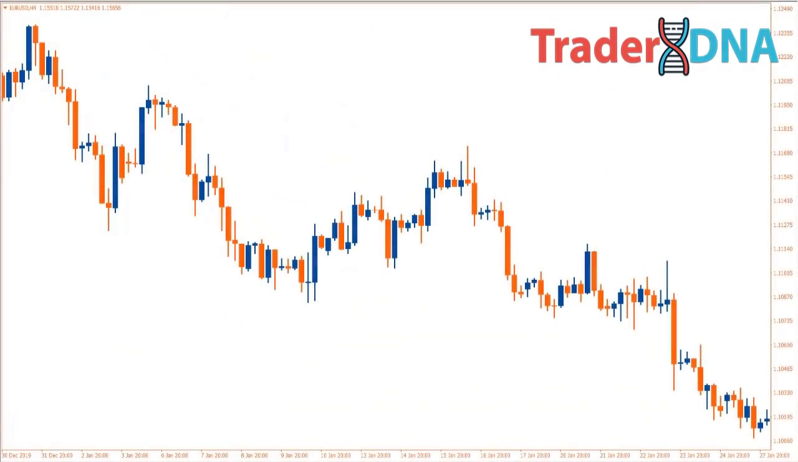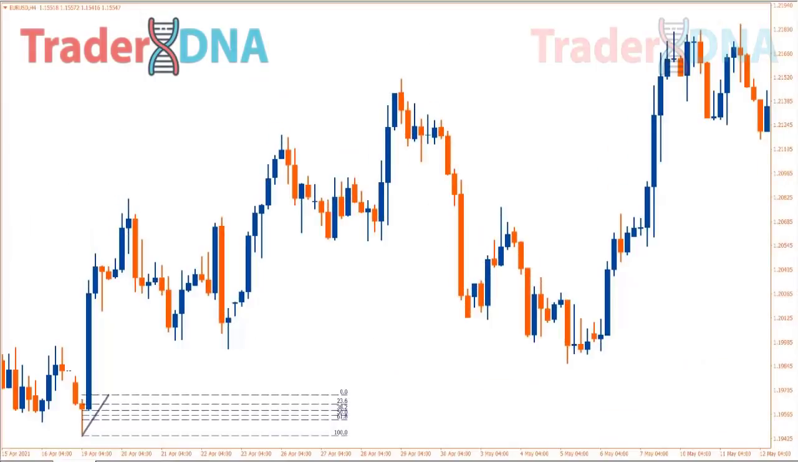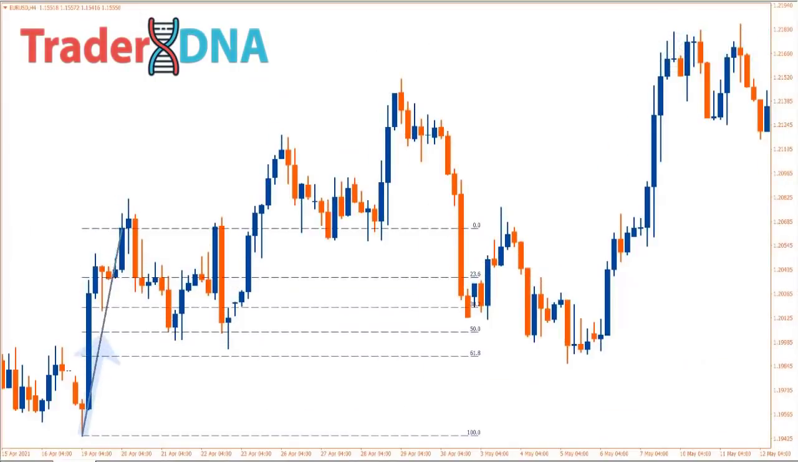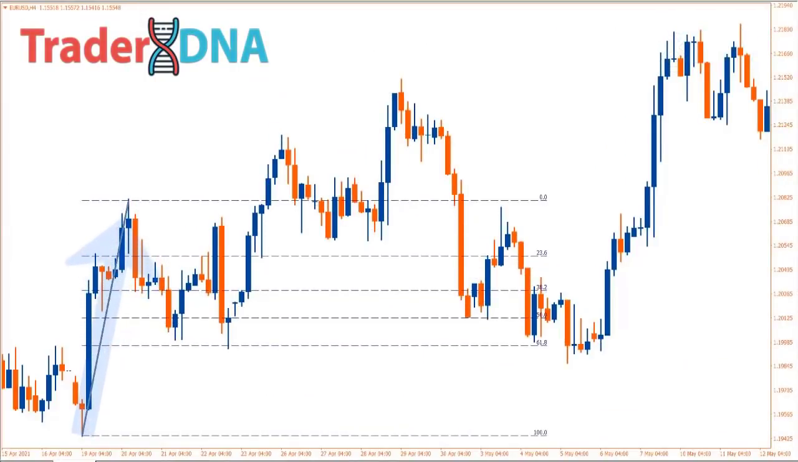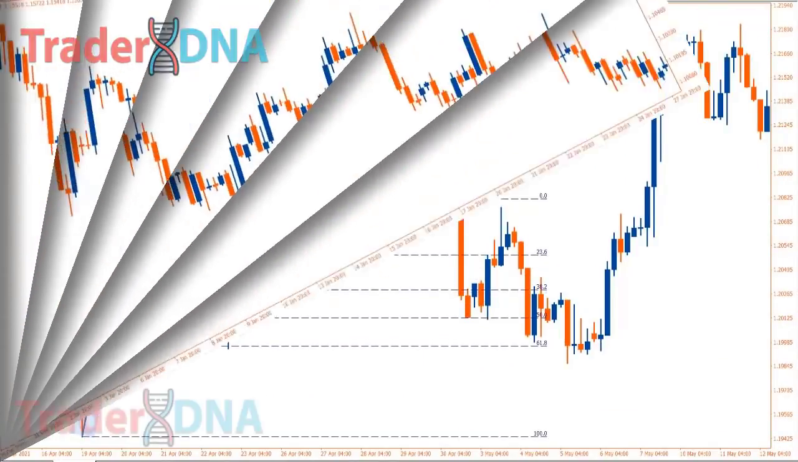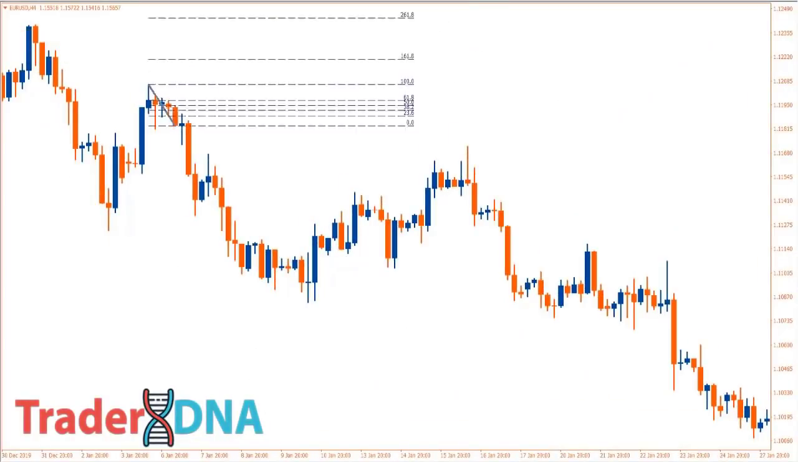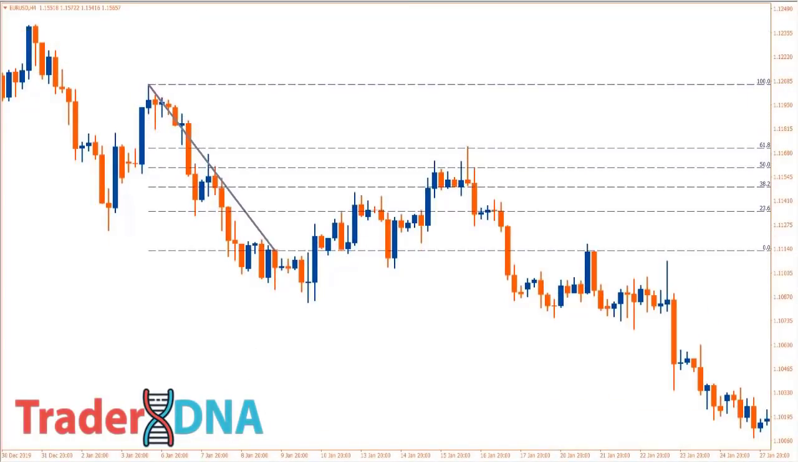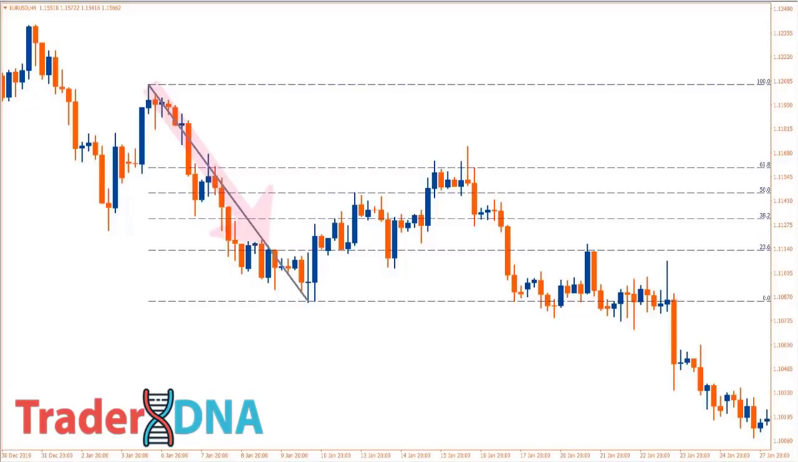So first of all, mark a Fibonacci retracement on an upswing or downswing. To find the retracement of an upswing, place the tool at the lowest swing low of the upswing and then drag it up to the highest swing high. For downswings, it's the opposite. Place the tool at the highest swing high and then drag down to the lowest swing low.